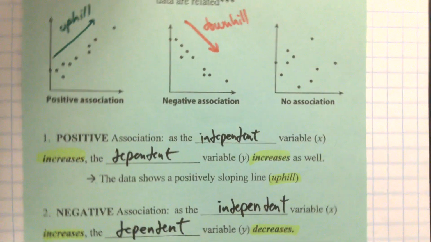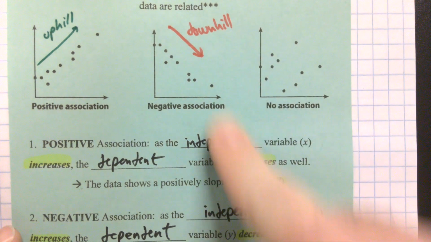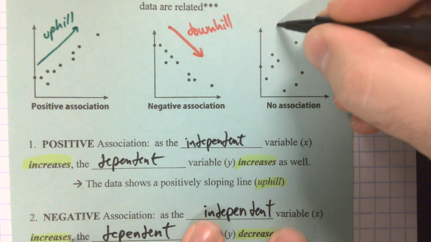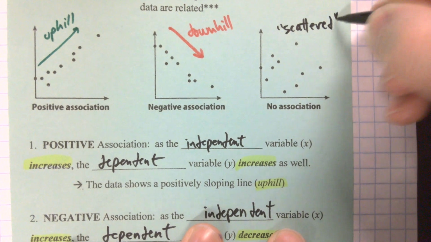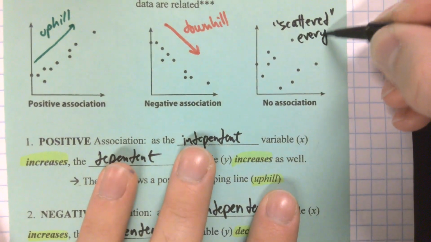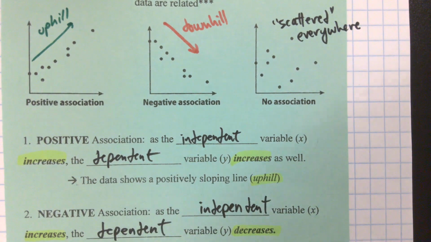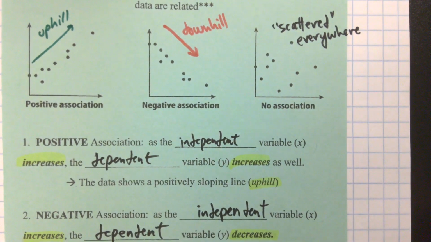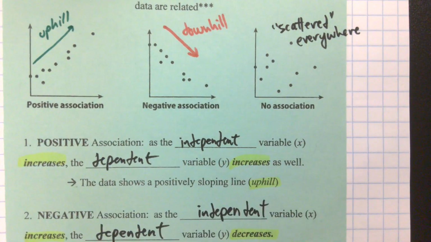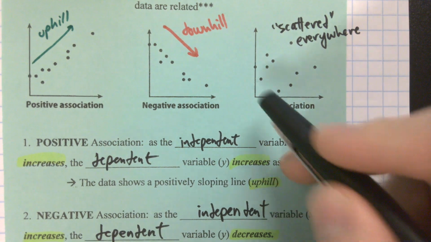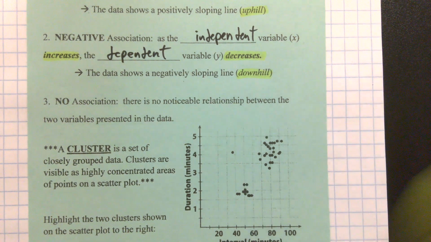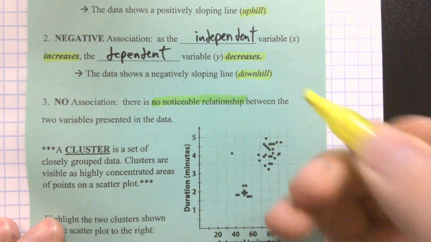Now, the third association, if we look at this scatter plot, is no association. What do we notice about the points on this graph? They're everywhere, right? We could even say that they're scattered. We can't see a clear direction that these points are going. They're just all over the place. So this kind of scatter plot neither has a positive association nor a negative association. It's got no association whatsoever. So no association is when there's no noticeable relationship between the two variables presented. Go ahead and highlight no noticeable relationship.